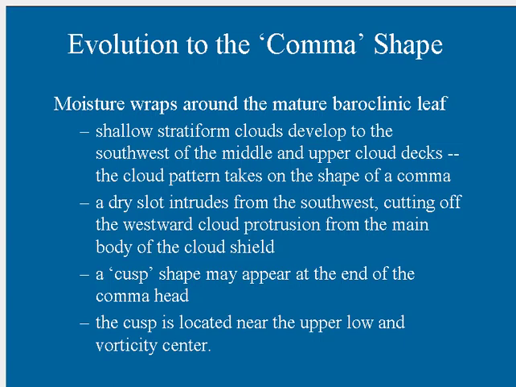Finally, as the system reaches maturity, we evolve to what's come to be known as the comma shape. The cold conveyor belt pushes out to the west of the system, and the dry air begins to nip off the edge of that cold conveyor belt, resulting in a cusp shape to the west of the system in a system relative sense.